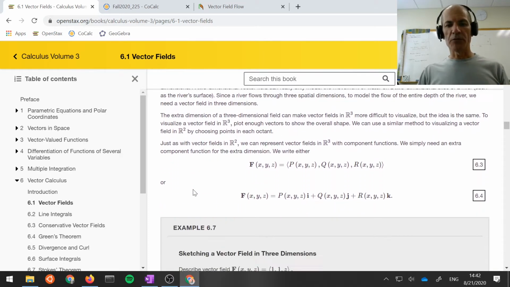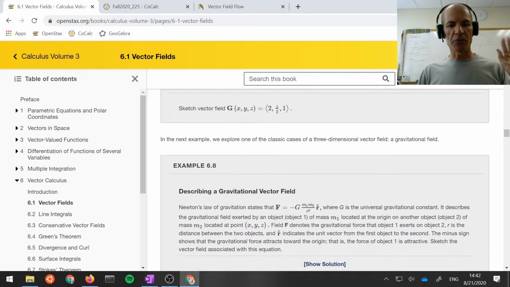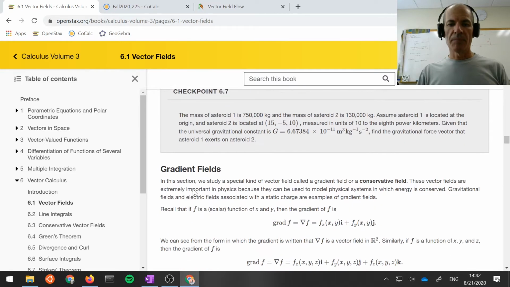So then here we have vector fields in 3D and sketching vector fields in 3D. We're not doing that. Gradient fields.